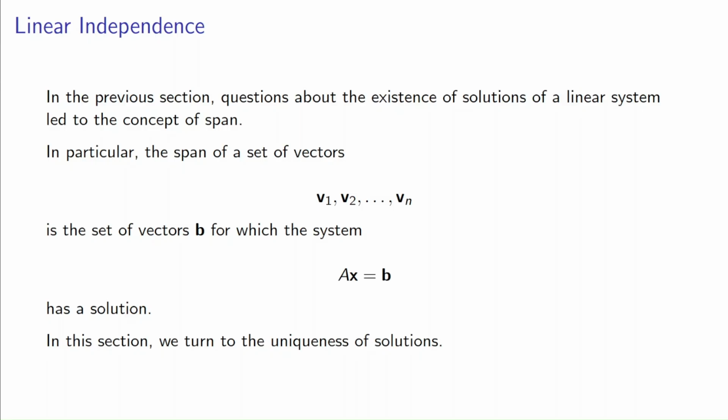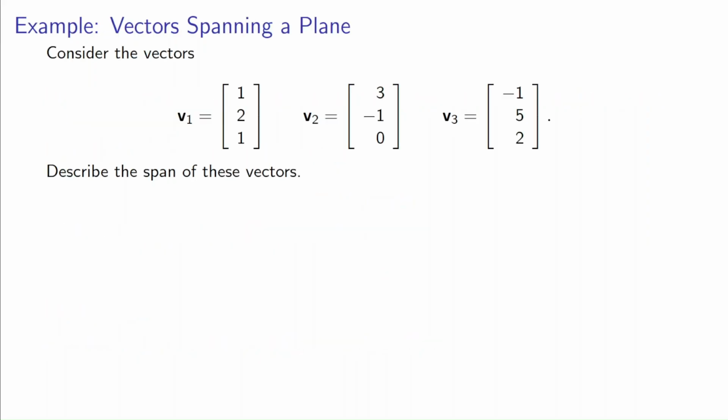So not just does a solution exist, but is that solution unique? So let's take a look at a couple of examples. To begin with, let's consider the vectors v1, v2, and v3 shown here. So v1 is 1, 2, 1, v2 is 3, negative 1, 0, v3 is negative 1, 5, 2.